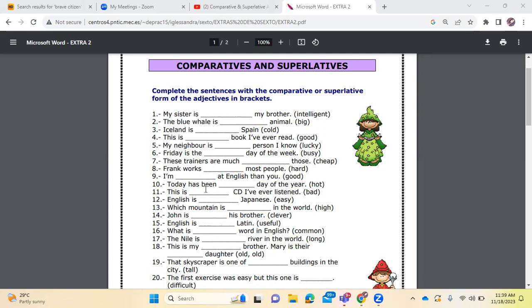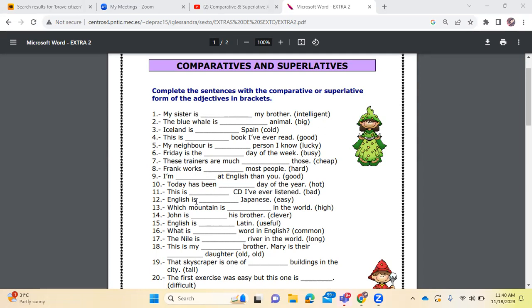Number 10. Today has been blank day of the year. We are talking about one, right? So it should be the superlative form. Today has been the hottest day of the year.